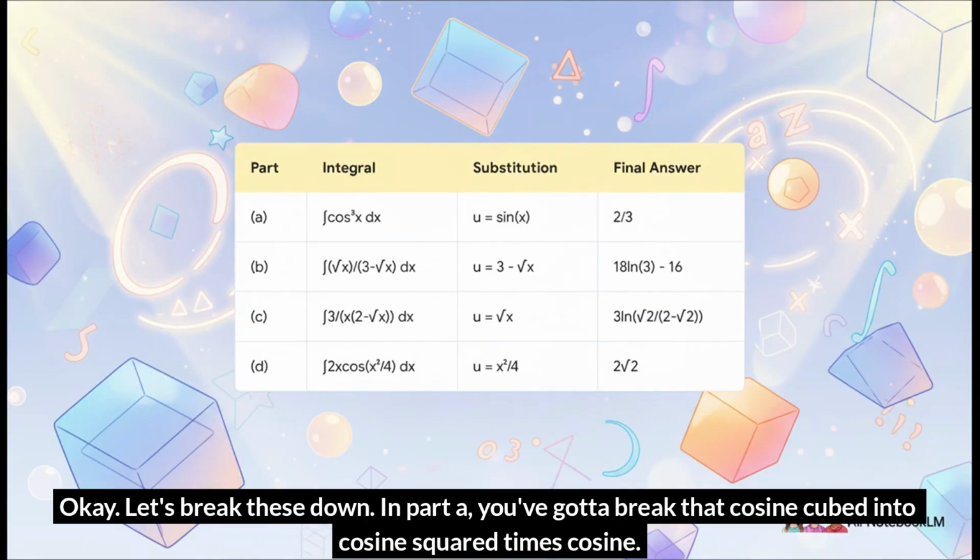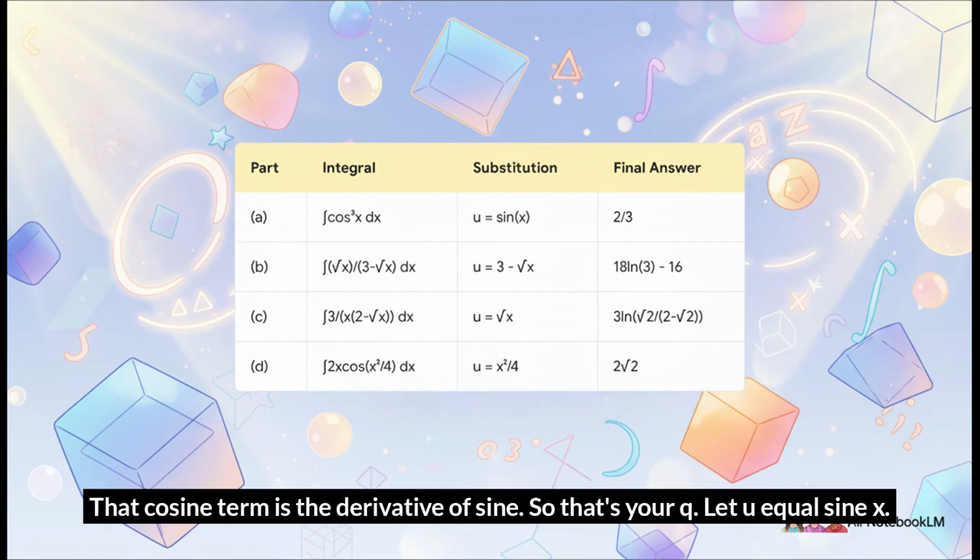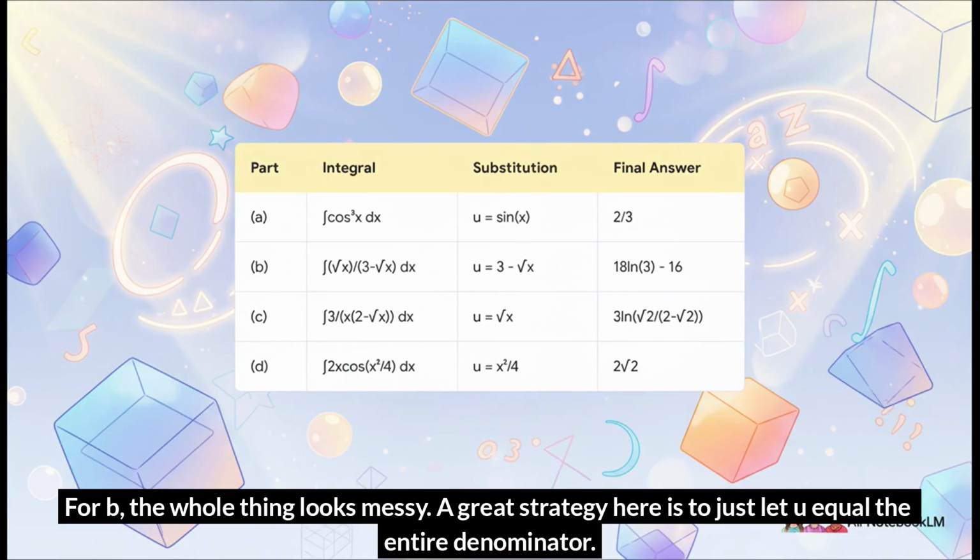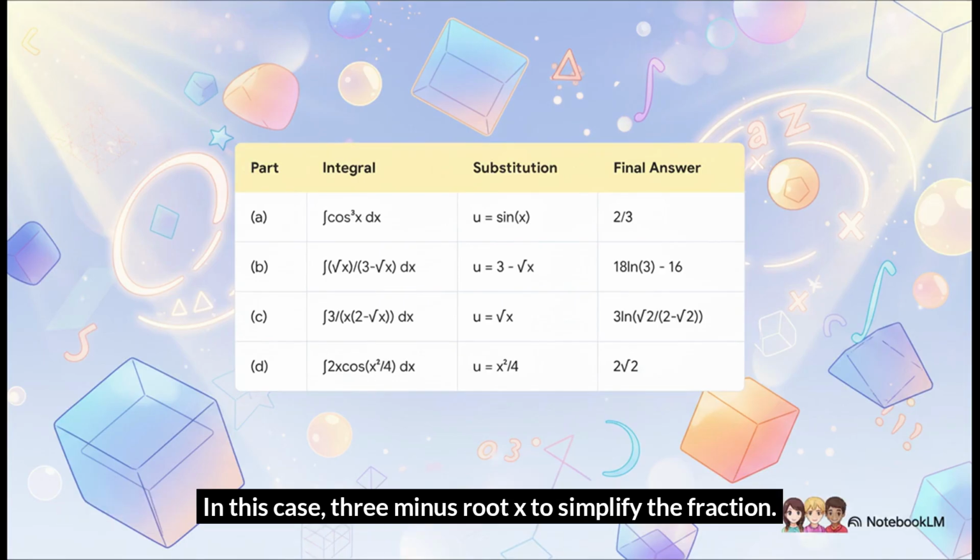In part A, you've got to break that cosine cubed into cosine squared times cosine. That cosine term is the derivative of sine, so that's your cue. Let u equal sine x. For B, the whole thing looks messy. A great strategy here is to just let u equal the entire denominator, in this case, 3 minus root x, to simplify the fraction. For C, letting u equal root x will clean up that denominator.